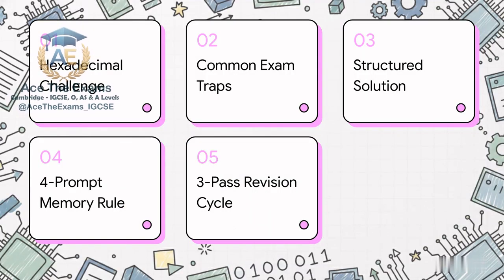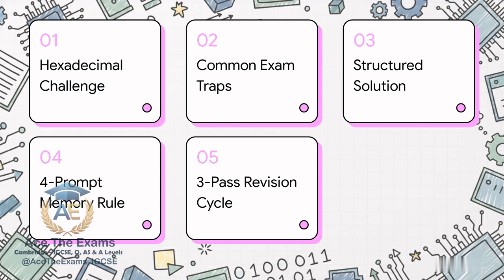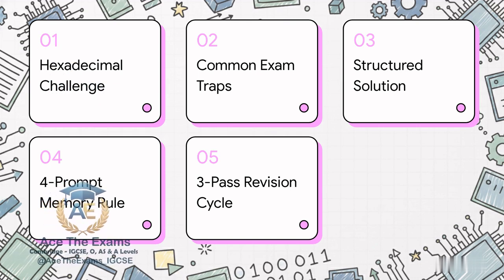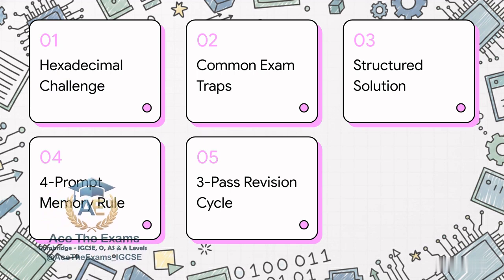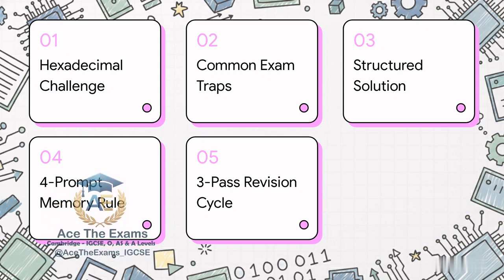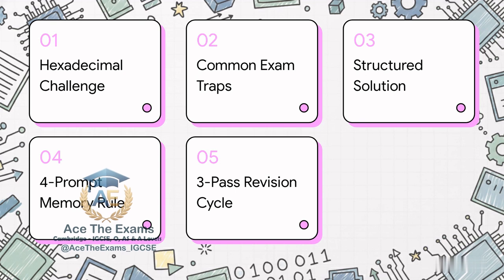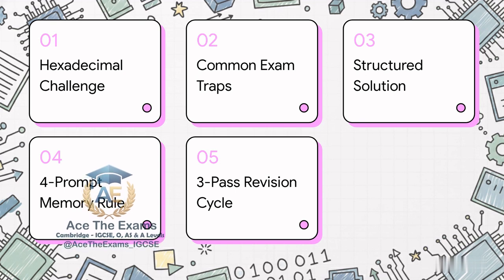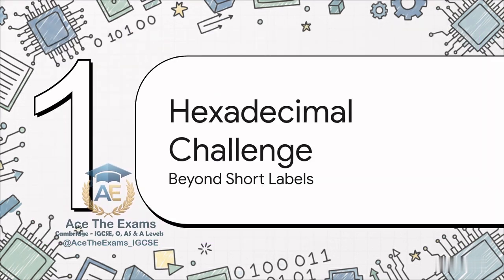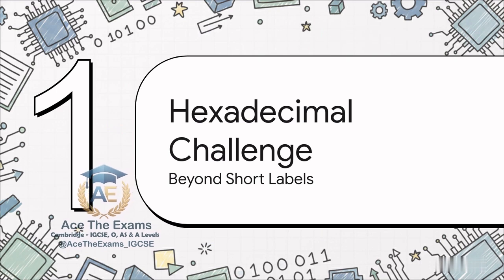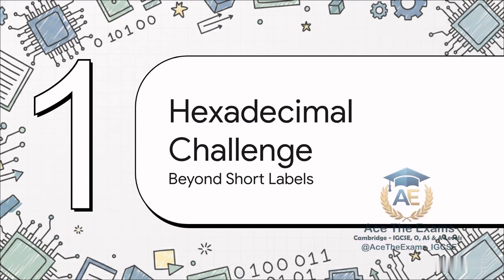Okay, let's dive right into our blueprint for today. We'll start with the hexadecimal challenge, then move into common exam traps. After that, we'll map out the structured solution path, dig into the 4-prompt memory rule, and finally, wrap it up with a 3-pass revision cycle. Section 1. The hexadecimal challenge, moving beyond short labels.